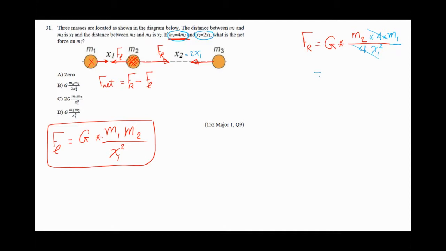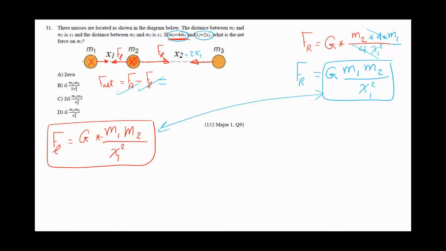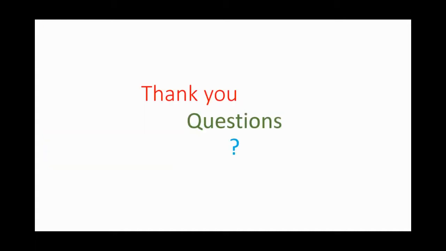So the leftover here is G times M1 times M2 divided by x1 squared. So this is the right force. So the net force equals Fr minus Fl. Look at two of them, they are the same. So the result is 0 because they are the same. So the right force equals the left force, and the net force will be 0. Okay, guys? Let's move to something else.